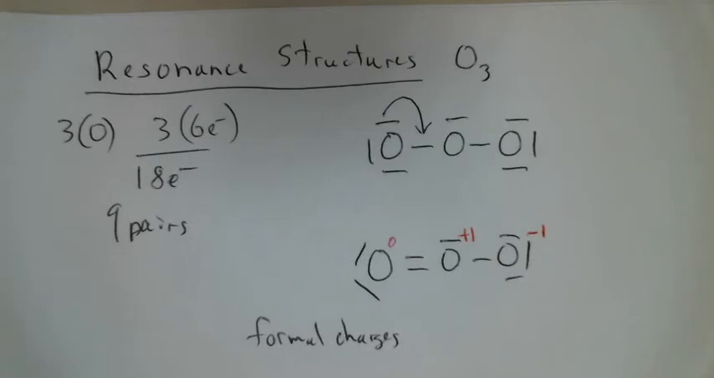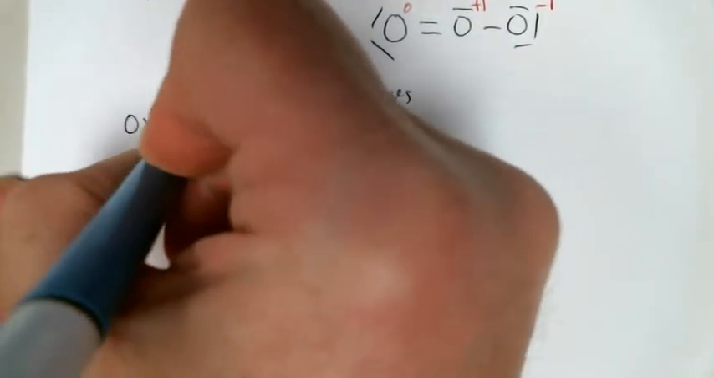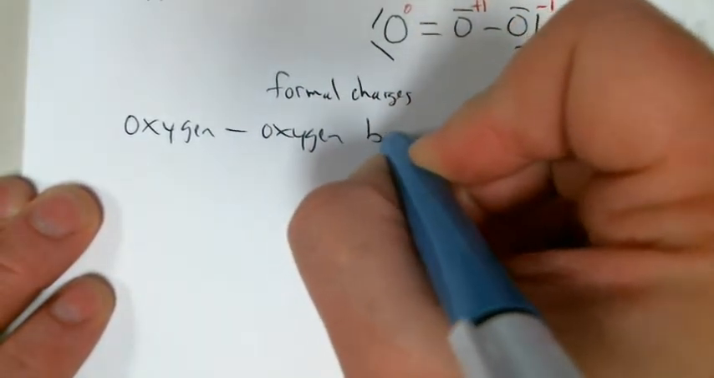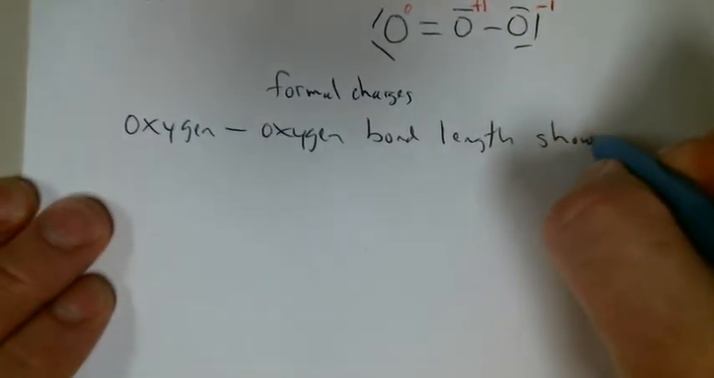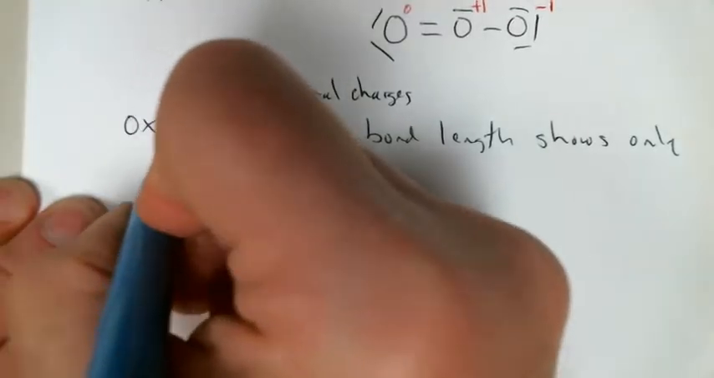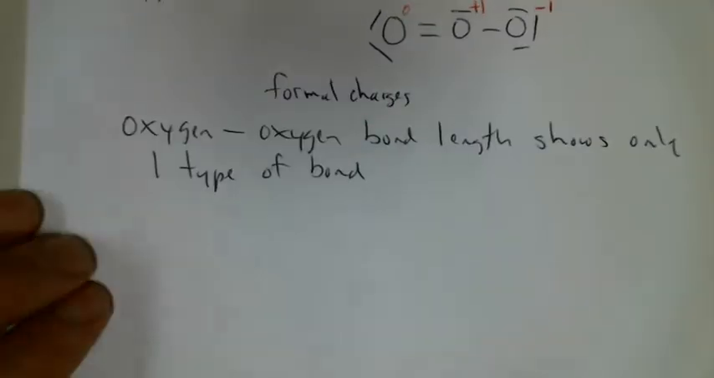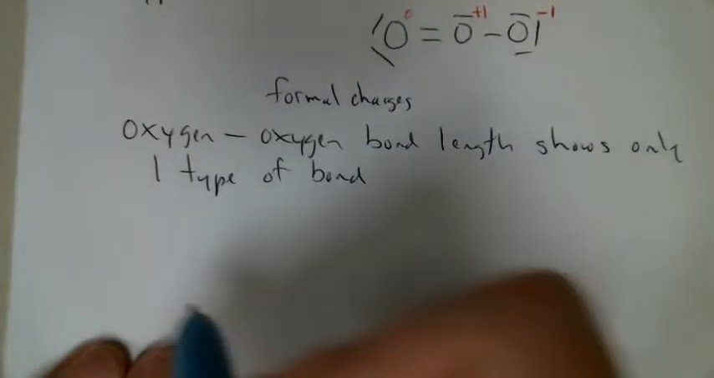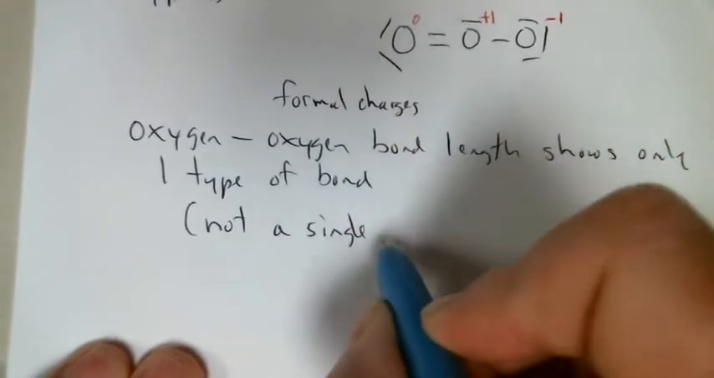All right, but just like the previous one where we said there weren't different chlorine-oxygen bonds in that polyatomic ion, let's do the experiment. Let's look at this molecule. And when we measure the bond lengths, we find that the oxygen to oxygen bond length shows only one type of bond. So we don't have a single bond and a double bond. We have something else.